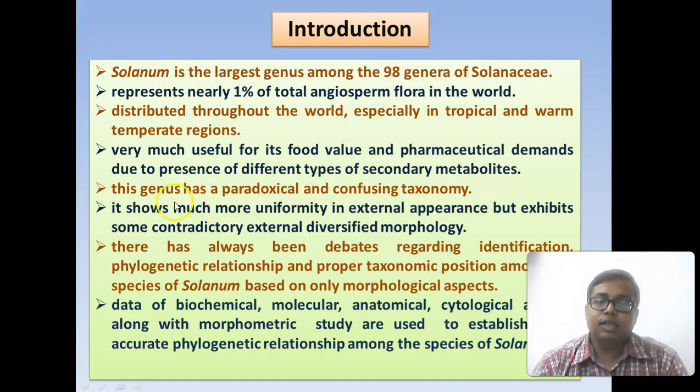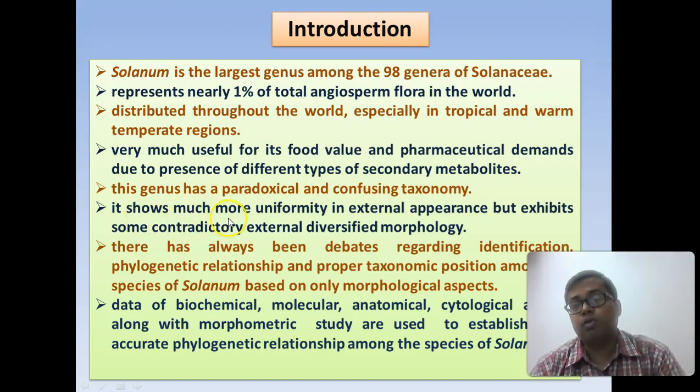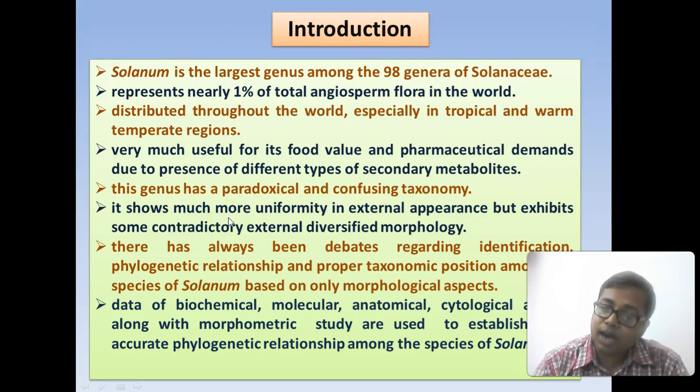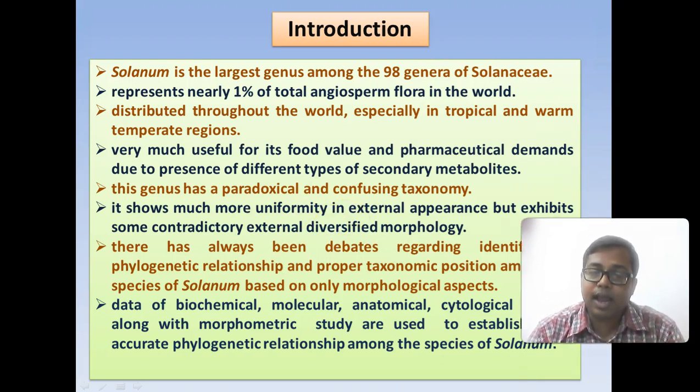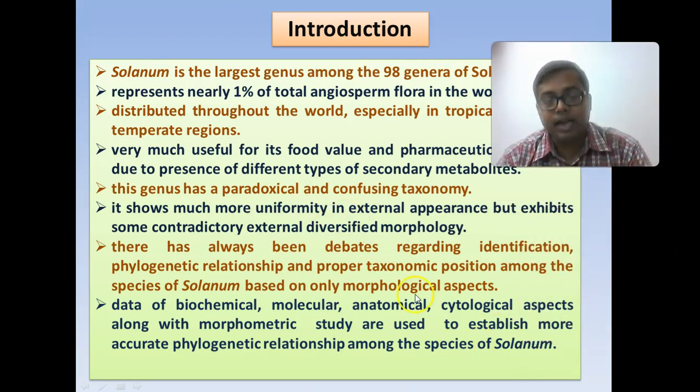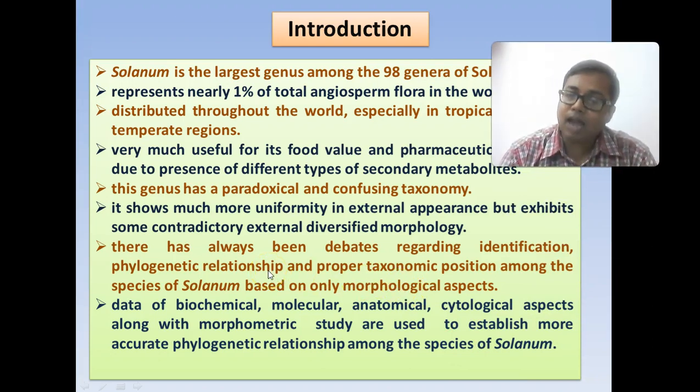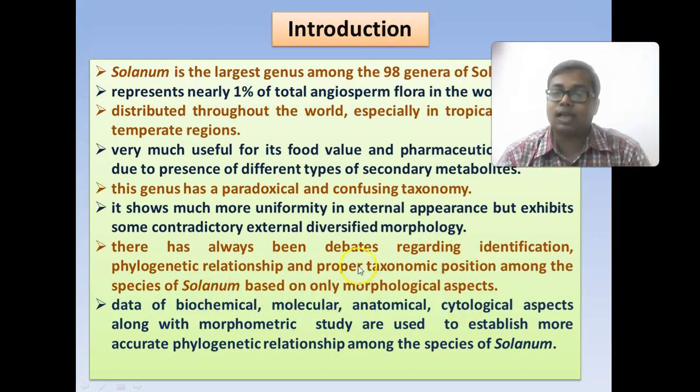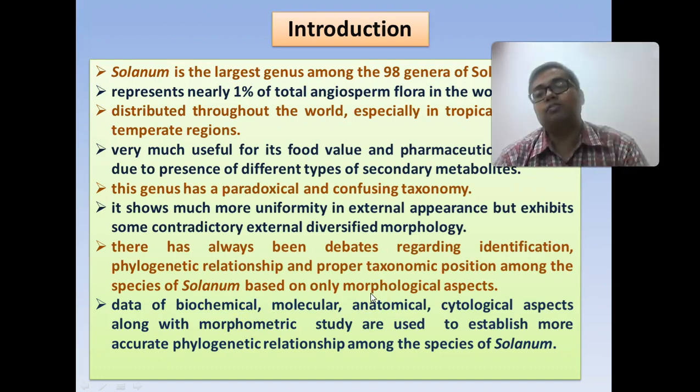This genus has a paradoxical and confusing taxonomy, so it shows much more uniformity in external appearance but exhibited some contradictory external diversified morphology. So there has always been debates regarding identification, phylogenetic relationship and proper taxonomy position among the species of Solanum based on only morphological aspects. So nowadays data from biochemistry, molecular biology, anatomy, cytology, etc. along with the morphological study are used to establish more accurate phylogenetic relationship among the species of Solanum.